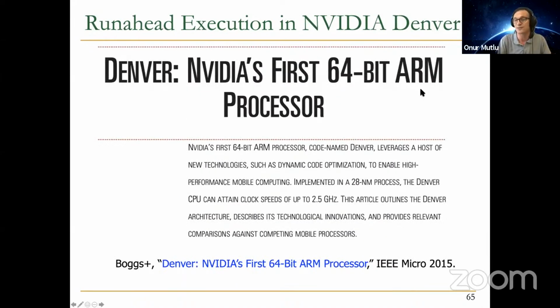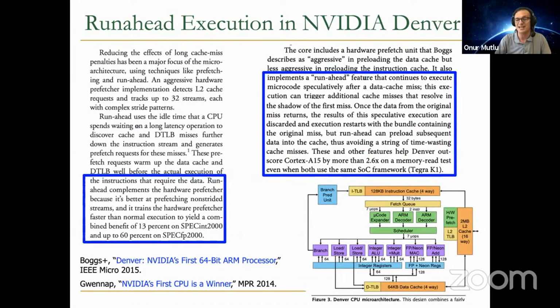NVIDIA's first 64-bit ARM processor actually had very, very interesting things. One of the things that they did was ISA translation, as we discussed with Transmeta, for example. So they basically translated instructions into an internal microcode format. While they're doing that, they added hardware prefetching and run-ahead features. So it's actually very interesting. You can see the processor over here. They have a hardware prefetch engine. They also have a run-ahead engine.